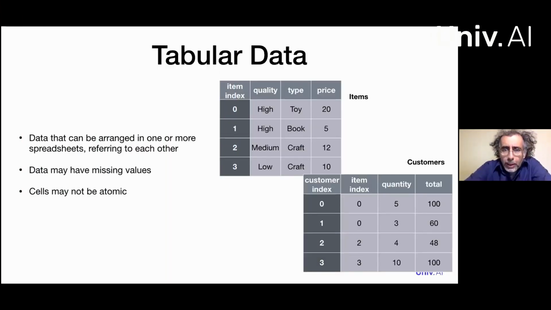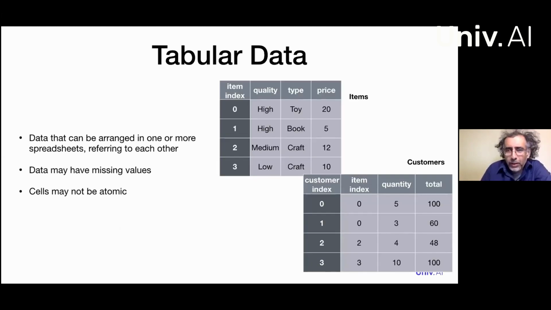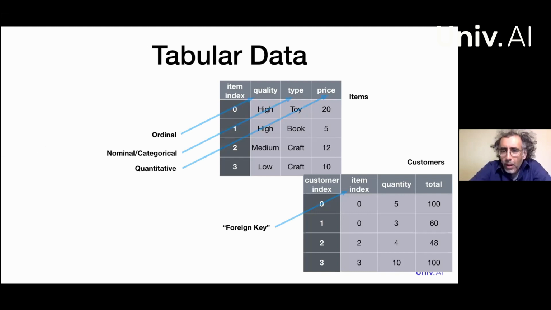So tabular data, we just introduced these two items and customers sheets. And tabular data tends to be of 3 different types. One is quantitative. You're familiar with this kind of stuff. So it's like the price over here. In fact, I think I have a slide for it. Quantitative data tends to be things like price. Okay, it's so many dollars, so many cents, or so many rupees, so many paise, right? It's a floating point number.